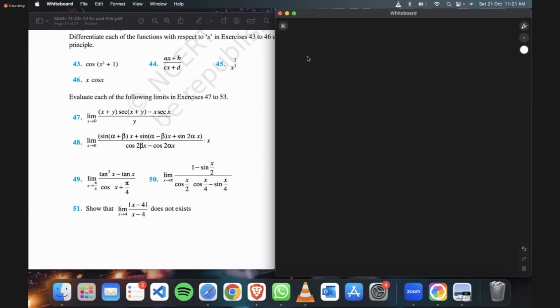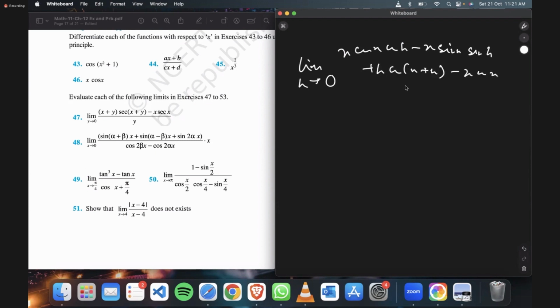So if I just simplify it now, I'll put the limit h tending to 0, and I'll have in the numerator x cos h minus x sin h plus h cos(x+h) minus x cos x, and the whole thing divided by h. So you have to break it now.